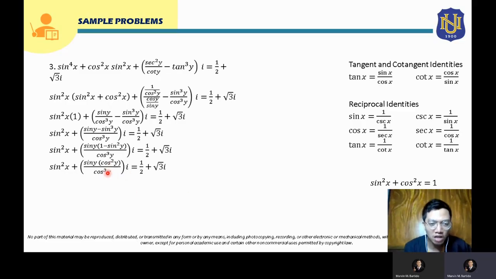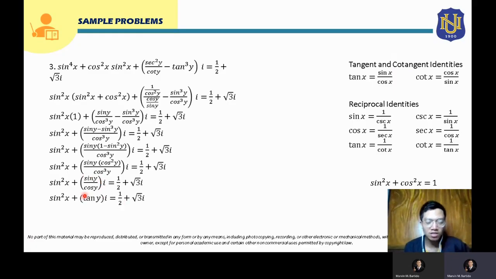Okay, so from here, we can cancel out cosine squared y, and only cosine y will remain. The cosine squared y in your denominator will be cancelled, so what remains is just cosine y. And again, sine y over cosine y, from your identity, is equal to tangent y. So rewriting this, this will now be the simplified form of our equality here.